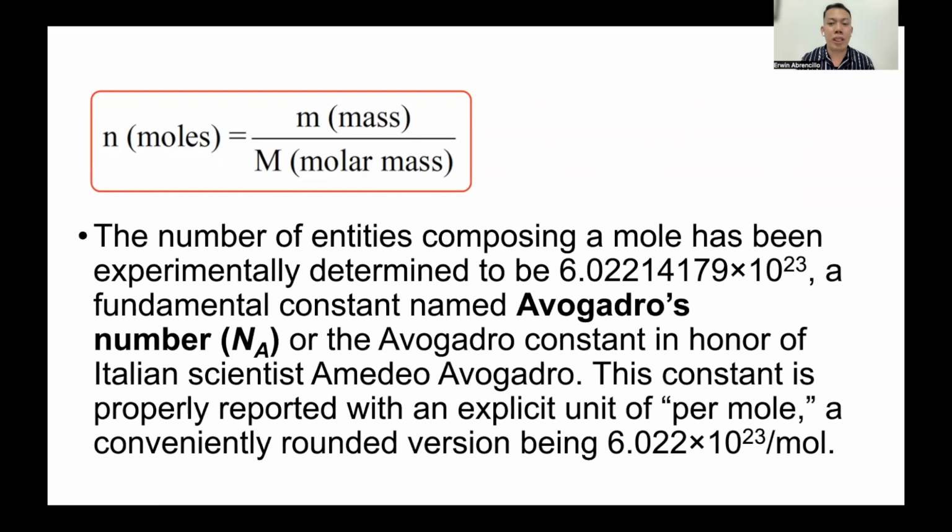So the number of entities composing a mole has been experimentally determined to be 6.02214179 times 10 to the power of 23, a fundamental constant named Avogadro's number. It is in honor of Amedeo Avogadro. This constant is properly reported with an explicit unit of per mole. It can be rounded off to 6.022 times 10 to the 23rd power per mole. Again, that depends upon the entities that we are looking for. It could be atoms, ions, molecules, and so on.